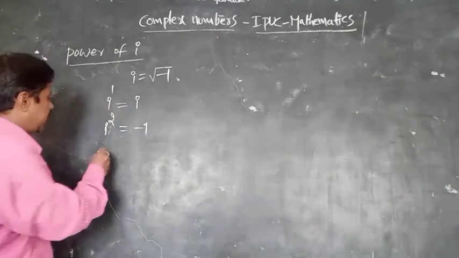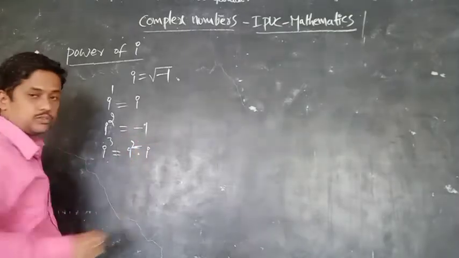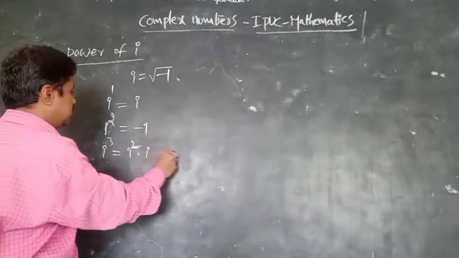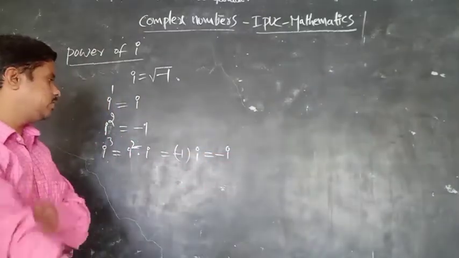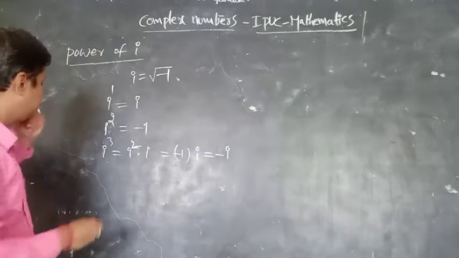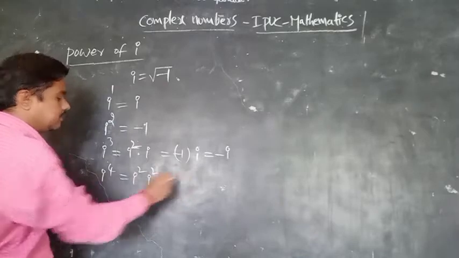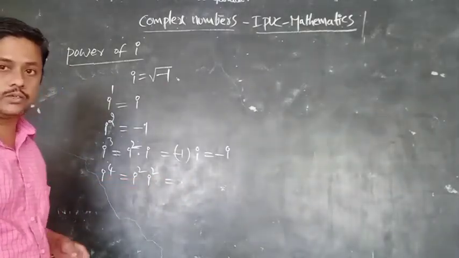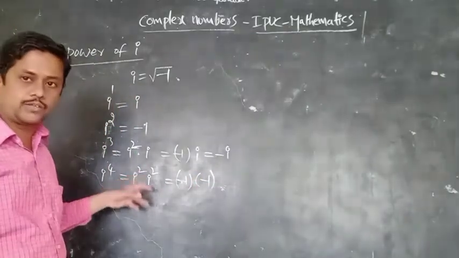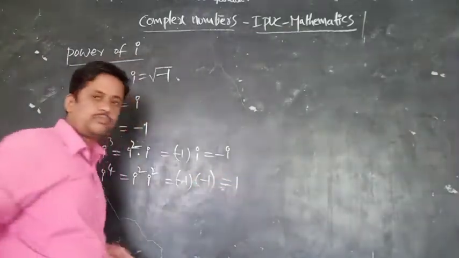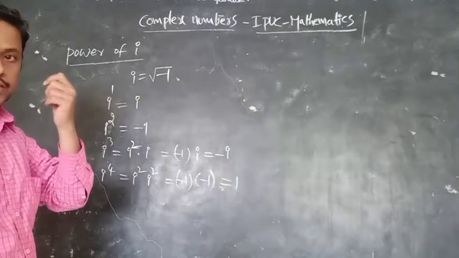i cube is equal to i square into i, which is minus 1 into i, equal to minus i. Next, i to the power of 4 is equal to i square into i square, which is minus 1 into minus 1, so it is equal to plus 1. These are very, very important concepts.